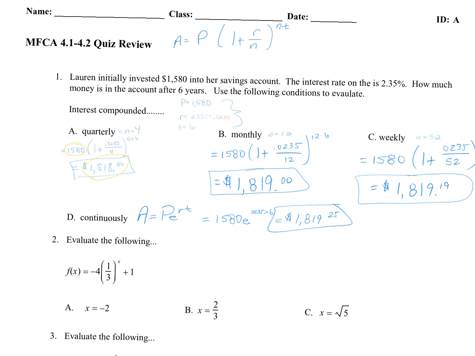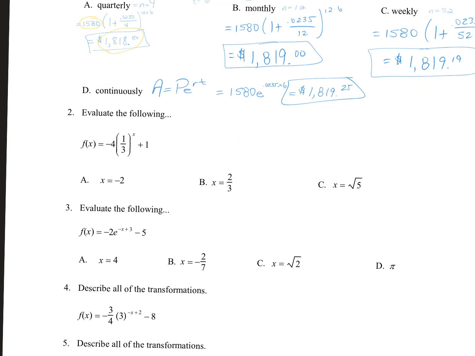Look at all 4 of those answers, guys. They're all within $2 of each other, right? Not going to be a huge major difference. So definitely expect 2 of those on your quiz. So now we come to evaluating. Again, I need to see the same thing. I need to see what you put in the calculator and what you get.